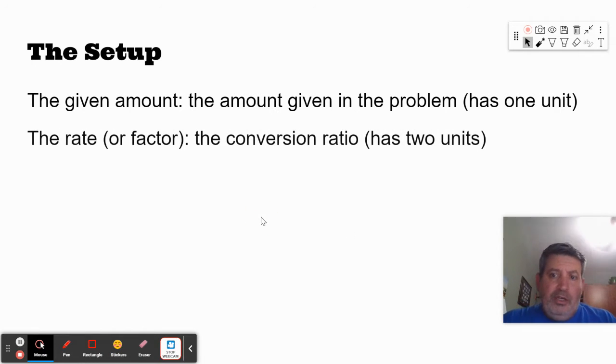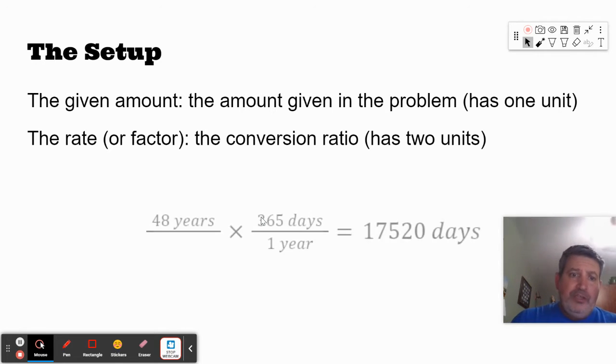Okay. The rate has 2 units, and that's what we call the conversion ratio, or the factor, or however you may hear it in different videos you watch on this. In my class, we call it the rate. Some classes call it the factor, or some call it the conversion ratio. So when we look at this example, this would be a way to convert my age in years, which is 48, to days, using dimensional analysis.